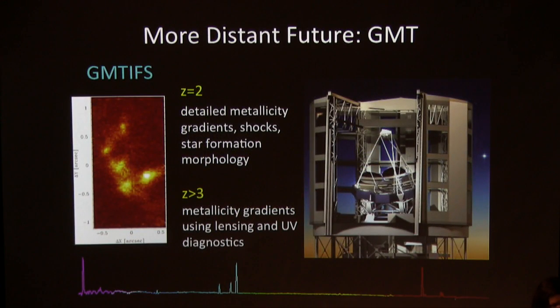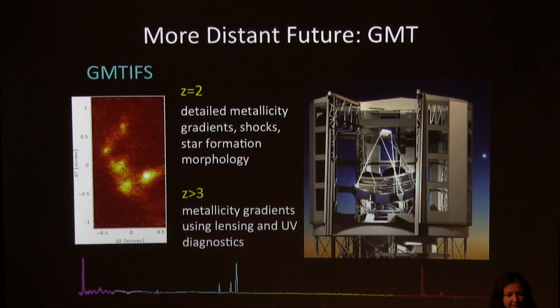Now, in the more distant future, we have the GMT, and at ANU we're building GMTIFS for the GMT, which is the adaptive optics-led near-infrared integral field spectrograph. So we've been doing simulations of what we can do with the GMT, and I'll show you a simulation in a minute. At redshift of 2, we'll be able to measure detailed metallicity gradients so much better than we can currently do. And we can look for shocks, star formation and morphology.